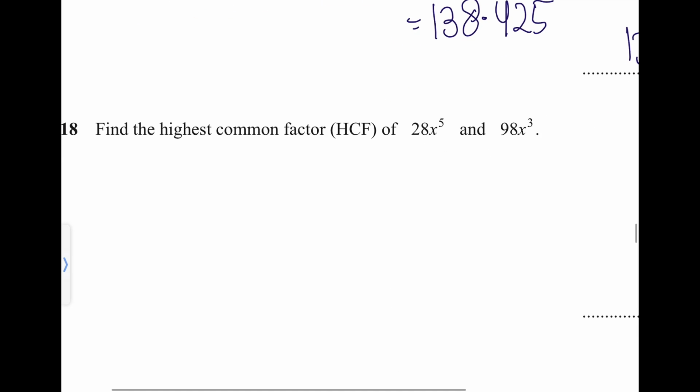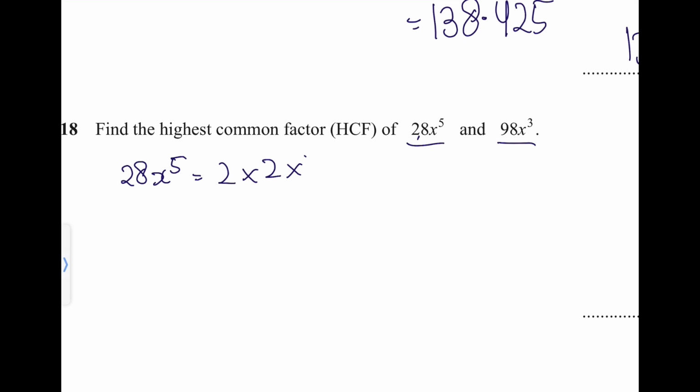Now find the highest common factor of 28x^5 and 98x^3. I think this question was asked recently as well. So for this highest common factor, you would have to write 28x^5 as a prime factorization, which I believe is 2 into 2 into 7 into x into x into x into x into x. There are 5 x's. Okay, yeah.